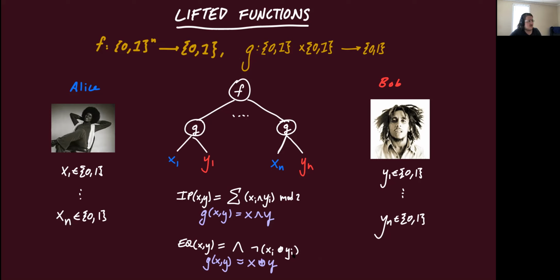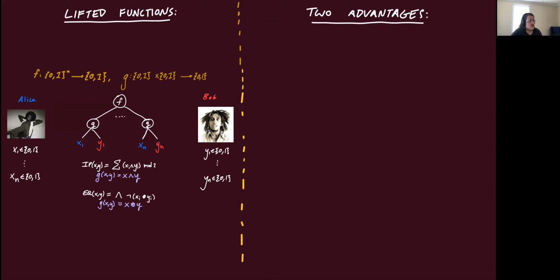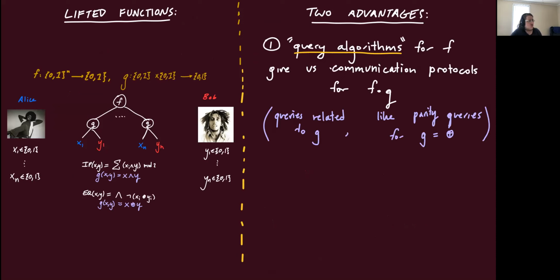Okay, so why study functions that look like this? Well, there are 2 advantages. The first is that there's a more streamlined way of designing communication protocols for functions of this form. And this is by designing query algorithms for f. What I mean by a query algorithm is something like a decision tree, where it has an input x and it gets to ask some types of yes or no questions about that input. A decision tree gets to ask for the value of particular bits, but we'll think about more general models where different types of questions can be asked.